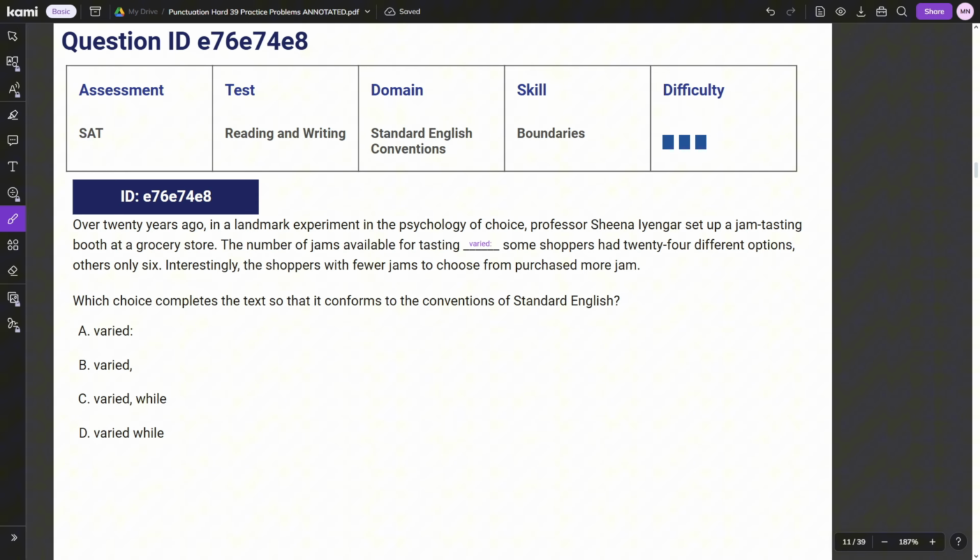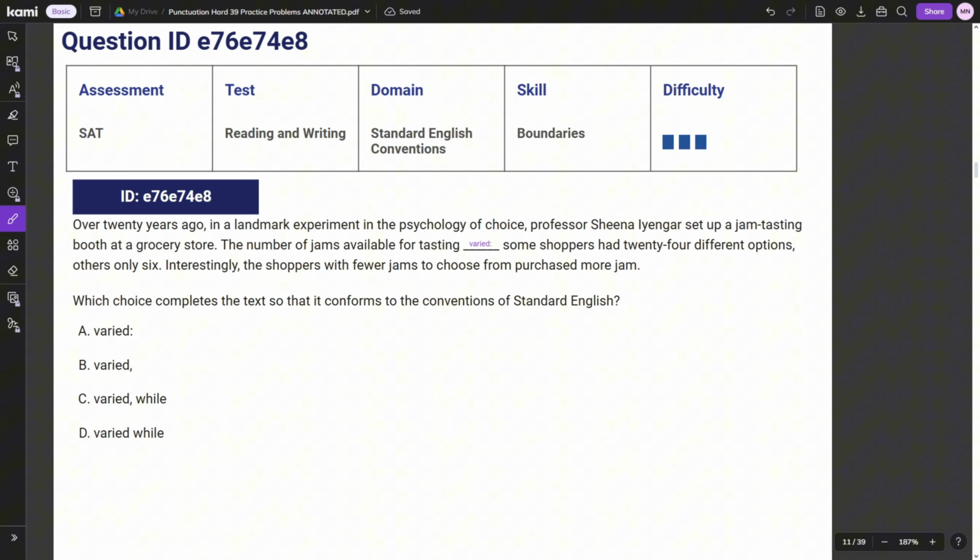Some shoppers had 24 different options, others only 6. So here it's an explanation. In the sentence before the colon, it said the number of jams varied, and then it explained on that, it elaborated on that, by saying that some had more options and some had less. So in this case, a colon would make sense. Before the colon, there's a complete sentence, and then after the colon, there's an explanation. So A will be our answer.